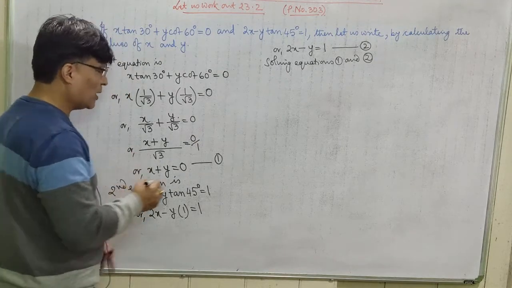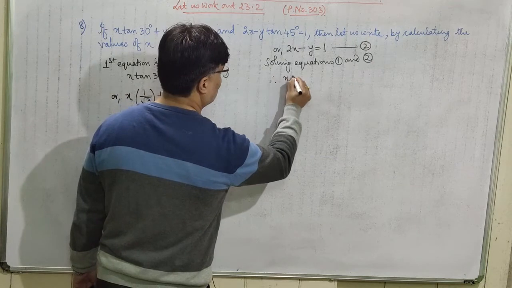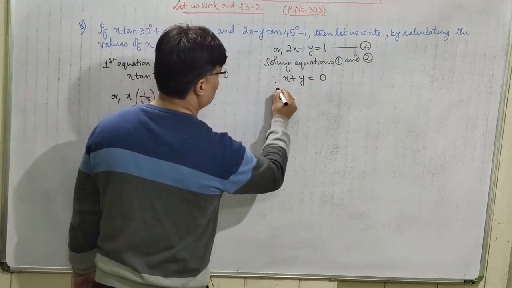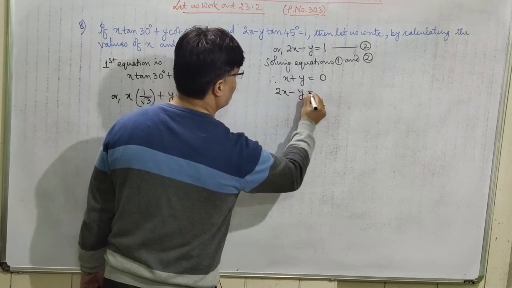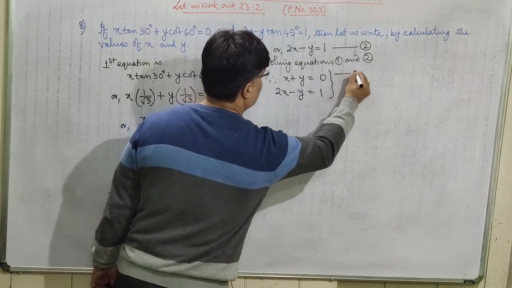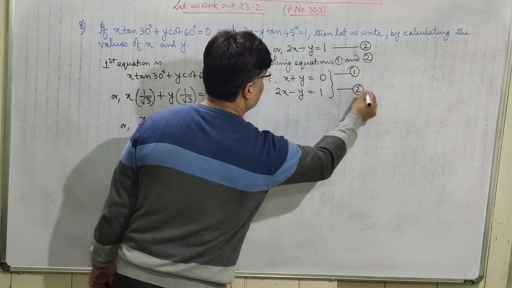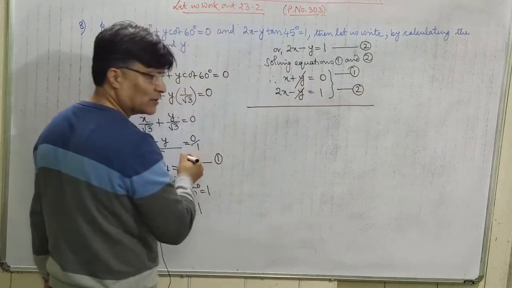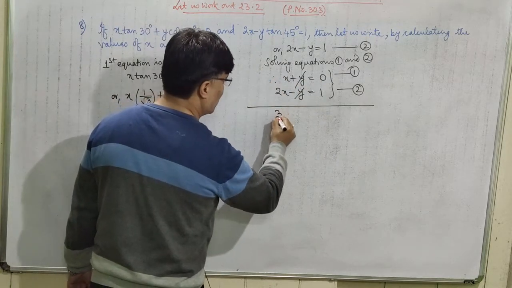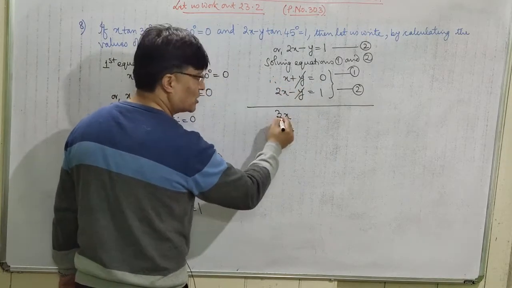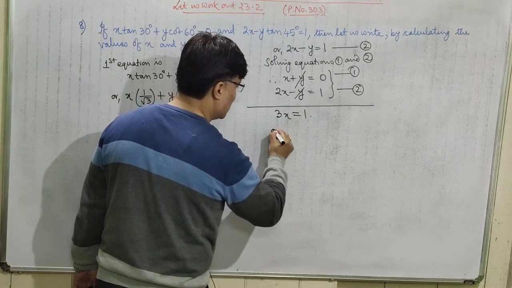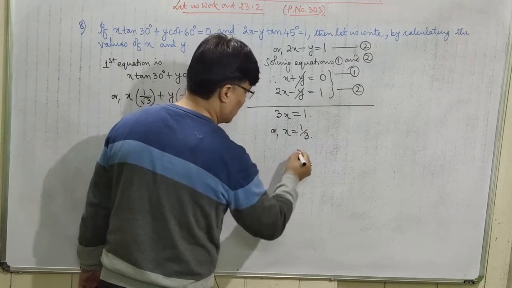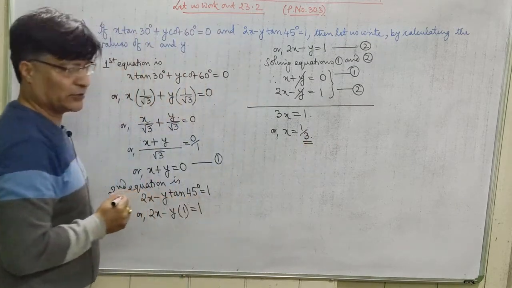So here what is equation 1? Here equation 1 is x plus y is equal to 0. And what is equation 2? This is 2x minus y is equal to 1. So this is equation 1 and this is equation 2. So here you can add them. If you add, this y will be cancelled. X plus 2x is 3x, which is equal to 0 plus 1 is 1. Or what is the value for x? X is equal to 1 upon 3. So this is the value for x.